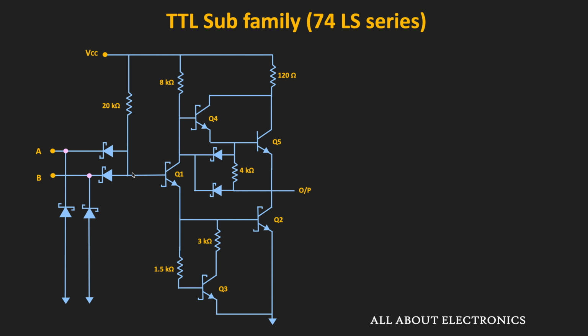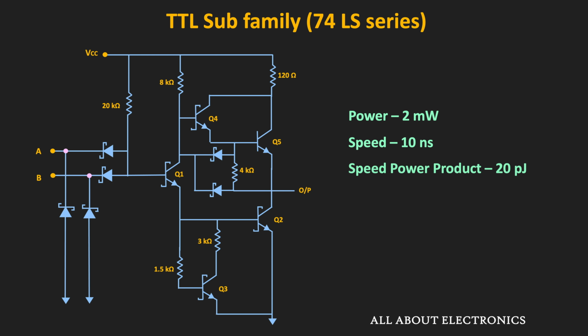So of course, since the resistor values have been increased, the power consumption will be low. For the 74LS series, the typical power consumption is around 2 milliwatt, while the speed is around 10 nanosecond. That means now the speed power product is equal to 20 picojoule. And if we compare it with the standard TTL logic, then that is almost 4 to 5 times lower. So that is the 74LS series of the TTL gate.